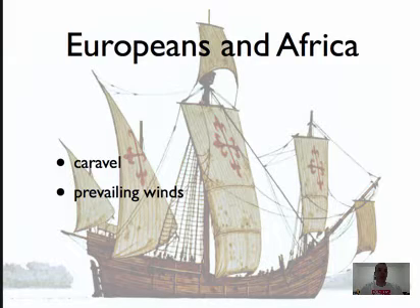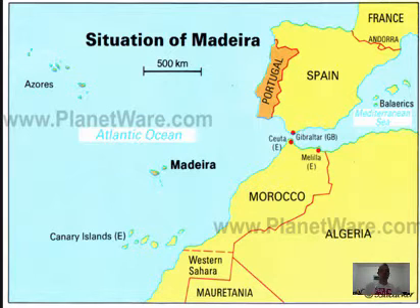It also made the trip home a lot easier. So the Portuguese and then the Spanish are going to set up trading posts on the African shore, where they're going to purchase slaves from slave traders, and they're going to use these slaves to work on sugar plantations on Madeira, on the Canary Islands, and on the Azores.